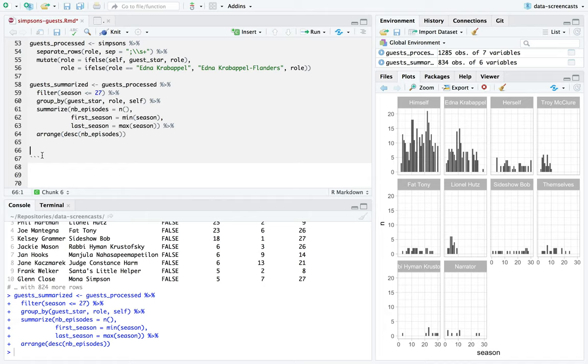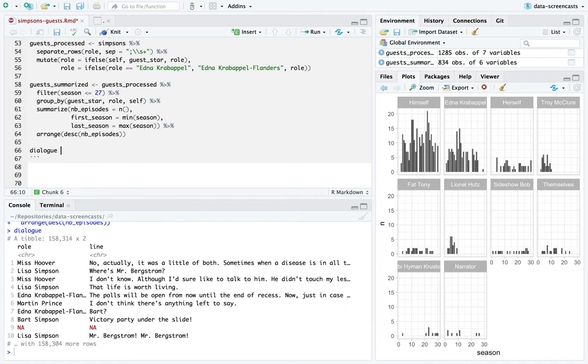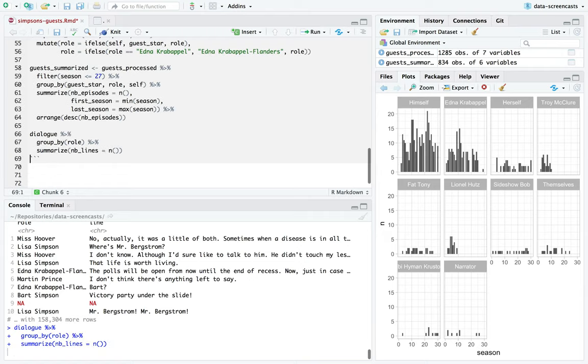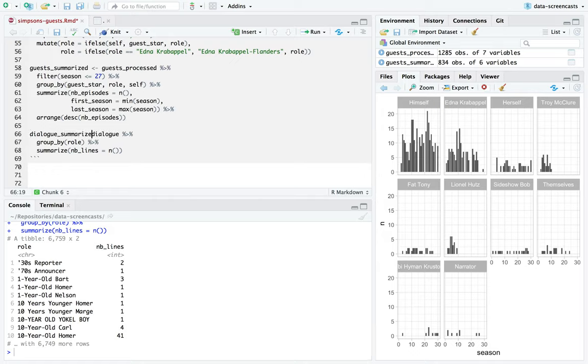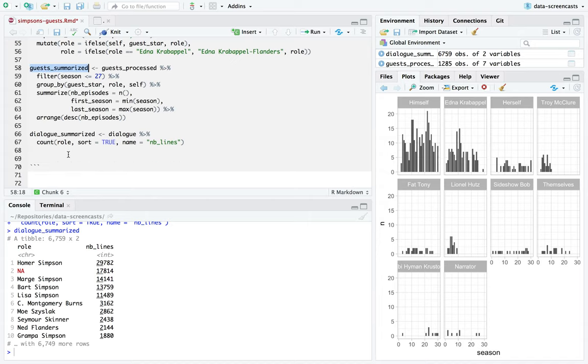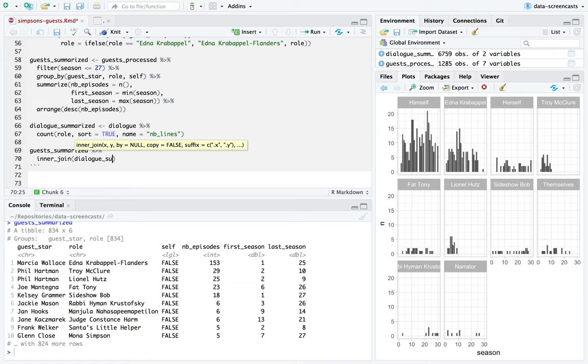And the other side of the coin is that I'm going to be looking at the dialogue and summarize the dialogue. So start with group by role, and I'll say number of lines is N. Dialogue summarized. I could also have just done count. Yeah, I'm going to do count, role, sort equals true, name equals nb_lines. Kind of shorten some of these steps. I do these two so that I can inner join them. So I can take guests summarized, inner join them with dialogue summarized by role. Is that right?